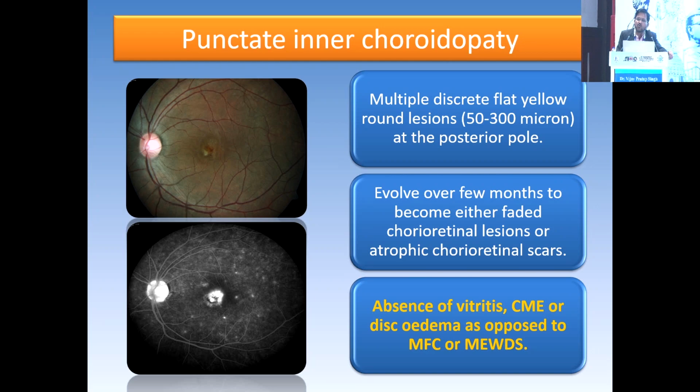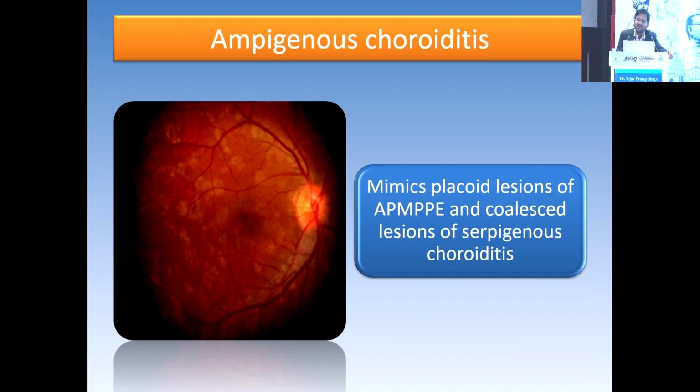Punctate inner choroidopathy is commonly seen in young myopic females, and multiple discrete flat yellow round lesions are seen at the posterior pole. With time, they either fade or become atrophic chorioretinal scars. But remember that vitritis, cystoid macular edema or disc edema is not seen in patients of PIC, as we see in patients of multifocal choroiditis or MEWDS. Ampiginous choroiditis mimics the placoid lesions of APMPPE and the creeping lesions of serpiginous choroiditis.